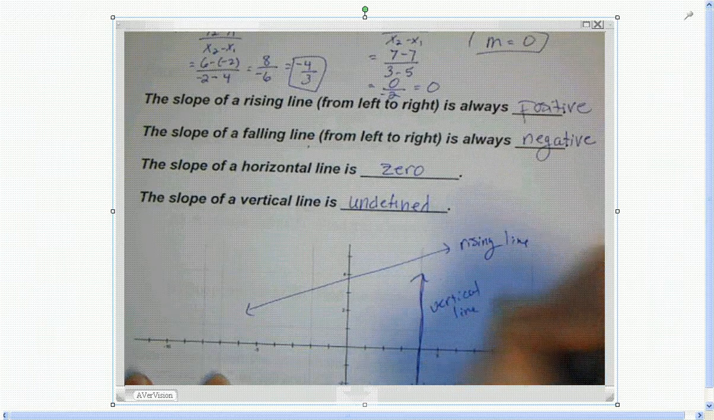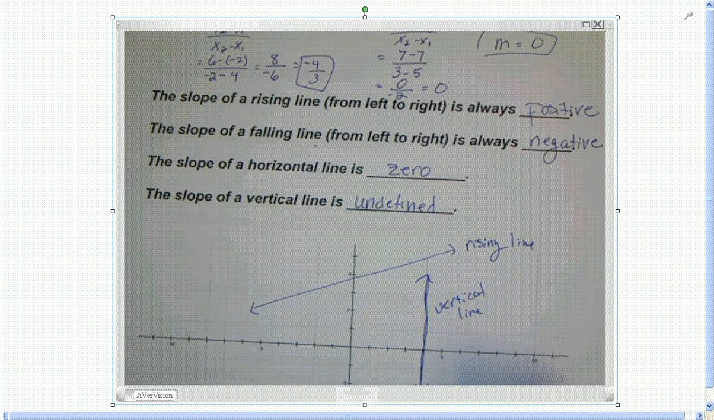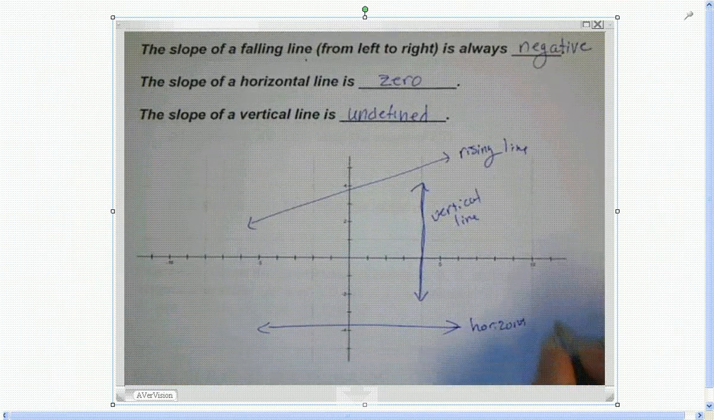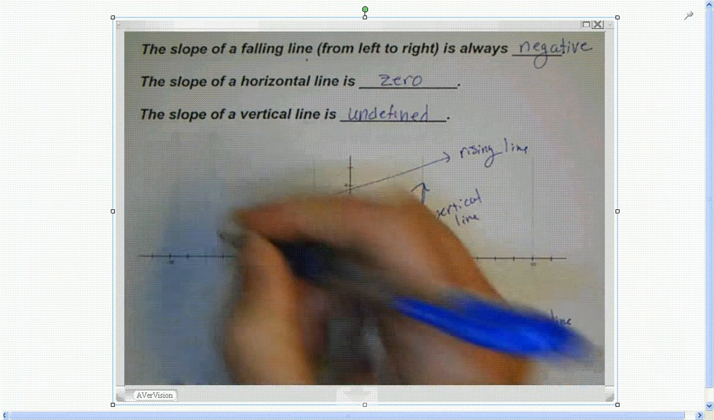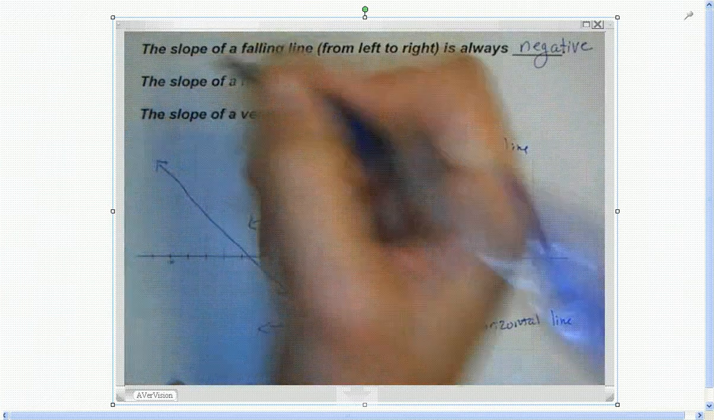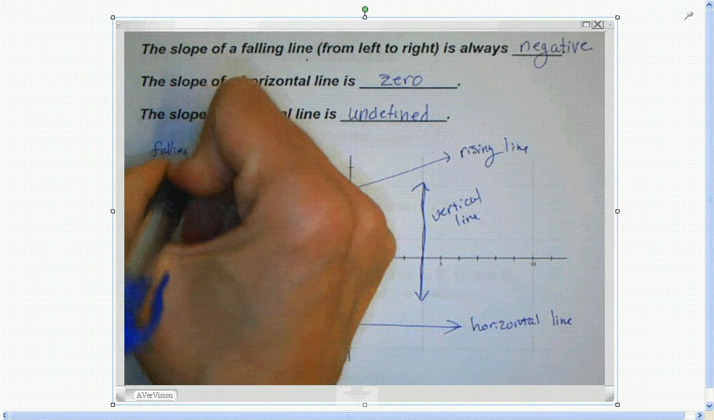Notice where the vertical line hits the x-axis. A horizontal line, I'm just going to go straight across here. Oops, not even getting to see it right now. That's not very nice of me. And then we have our falling line. And the falling line, of course, would have a negative slope.